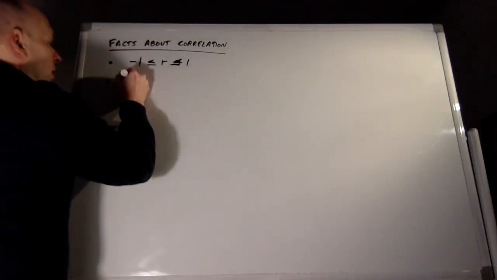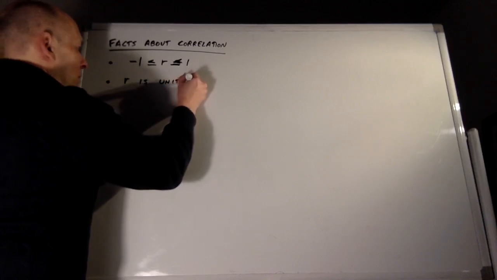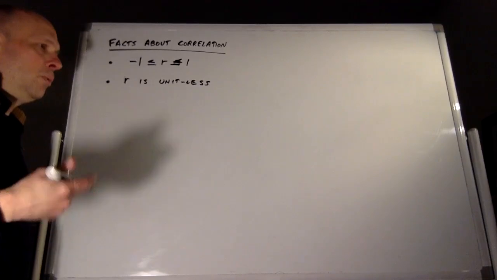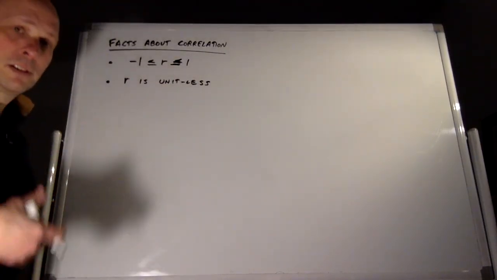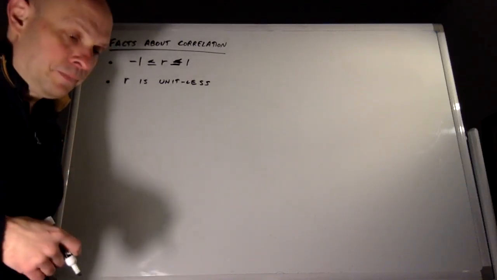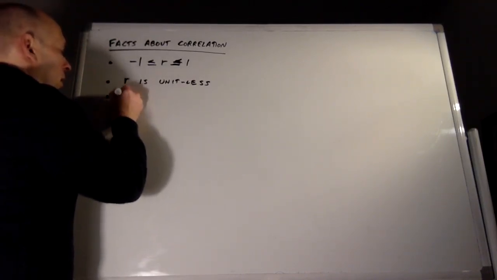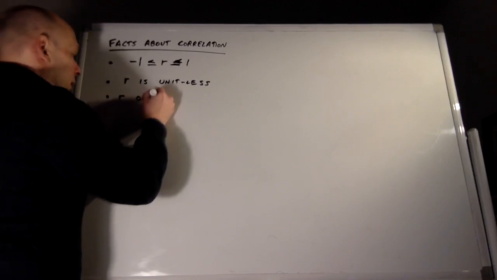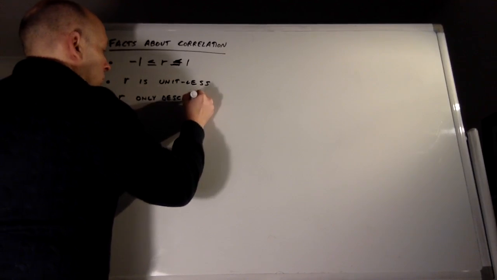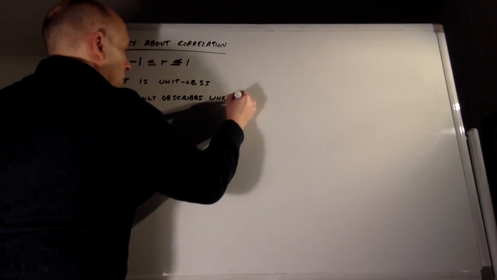Another fact about R is that it's unitless. It has no units. So in our football example, that number, -0.5, whatever it was, there's no units attached to it. So R is a unitless number. We mentioned this, but we should write it down. R only describes linear relationships. So that's important.